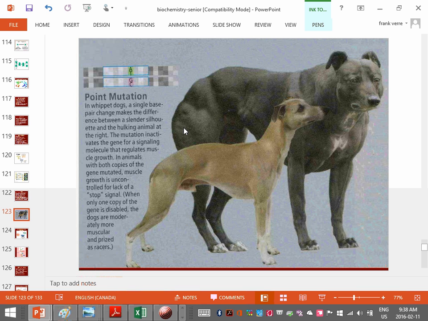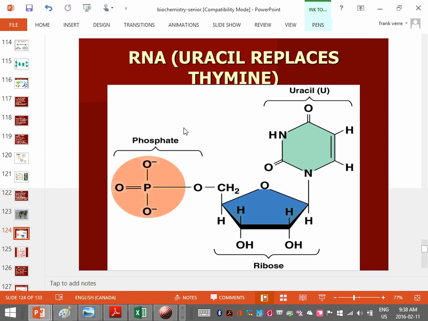So the reason why I'm showing you this is because we're going to talk about the interaction between DNA and protein. Okay, because remember, the information to make a protein comes from the DNA. And we'll talk more about this, okay? So here's RNA. RNA is very similar to DNA.